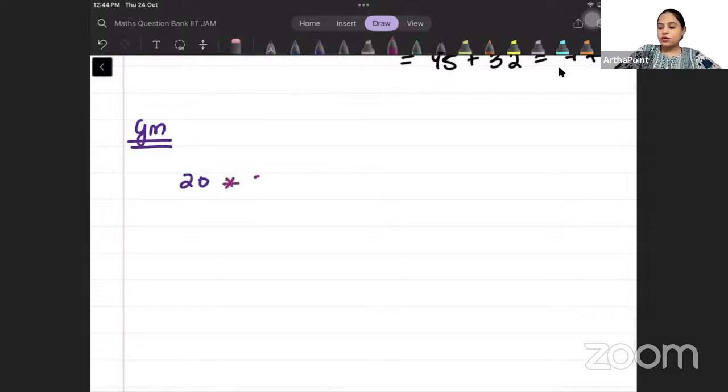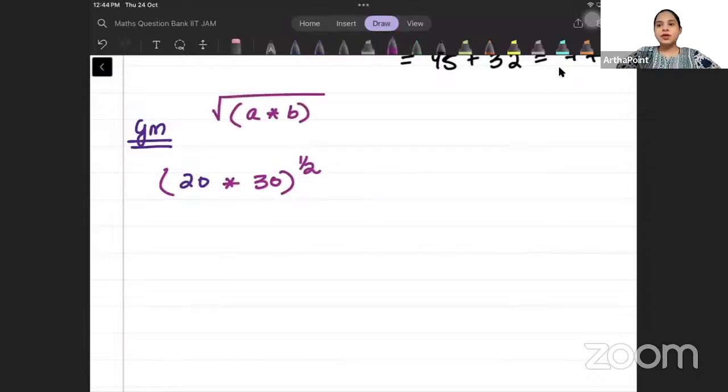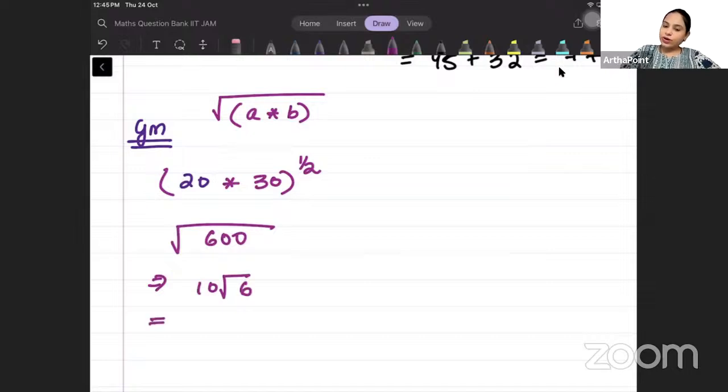into 30 to the power 1 by 2 under root, right? That's going to be the GM. GM is nothing but A into B to the power half. If there are 3 observations, to the power 1 by 3 and so on and so forth. Now, this is going to be 600 under root. So 10 root 6, right? So if I try to find the under root of 600, I will go ahead and get 24.49 Celsius.